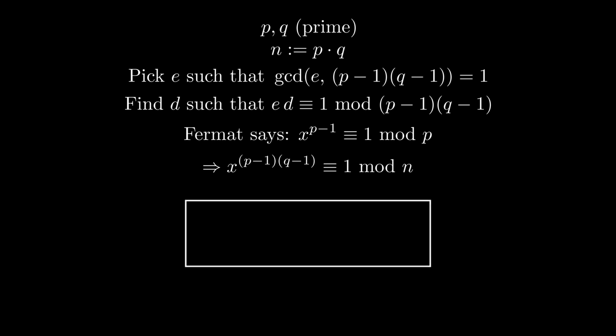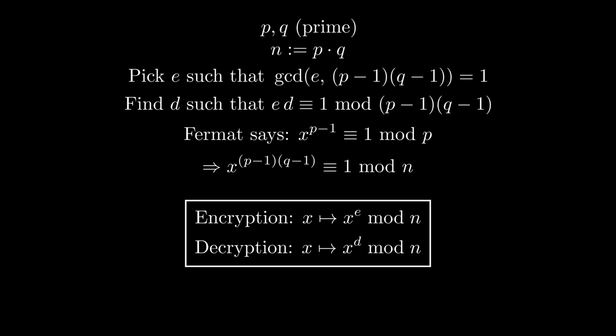We can now define the RSA encryption and decryption. The RSA encryption scheme is exponentiation by e, then taking the result mod n. And the RSA decryption scheme is exponentiation by d, then taking the result mod n. We now see why n is called the modulus, and e and d are called exponents. The encryption and decryption operations are inverse operations because of the consequence of Fermat's little theorem.